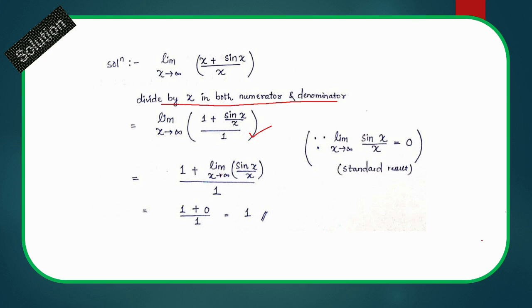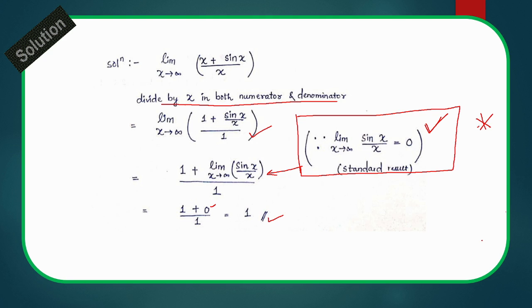Then you can apply the limit to the sin x by x value. This is also a standard result: limit x tends to infinity, sin x by x equal to 0. If you apply this standard result here, the value will be 0, so the final answer will be 1. This is also a very important result: limit x tends to infinity, sin x by x equal to 0.